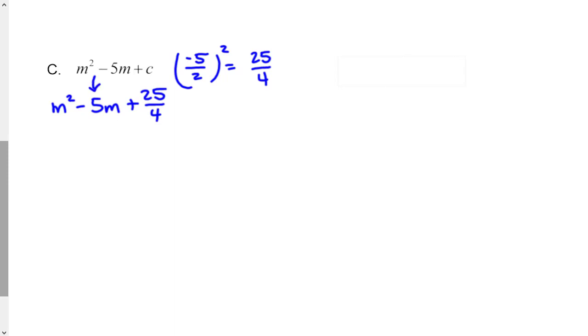But even if that's the case, these steps here still aren't that bad because this is just going to become, you know, half of this value. So m minus 5 halves quantity squared. So these steps still aren't that bad. The other steps in the process might be more difficult because you're working with fractions, but not necessarily.